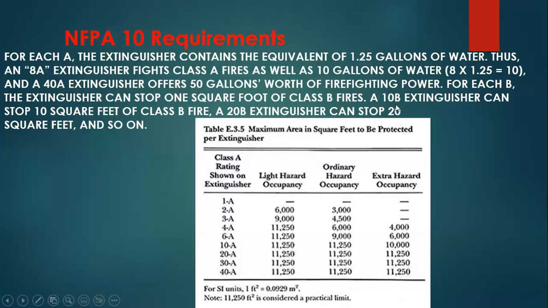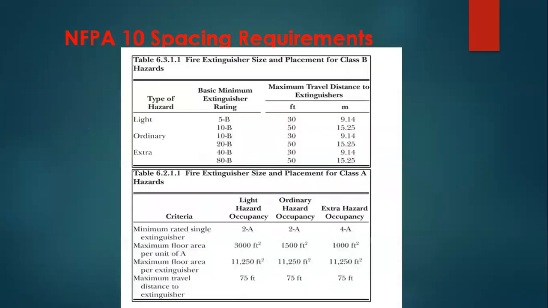So each and every extinguisher will have a rating of, let's say, 2A, 10B, C. 2A means 2 multiplied by 1.25 gallons of water, and 10B means 10 square foot of an area that we need to protect. So you can see here the placement for the class B. Now these are all extinguisher requirements based on the NFPA codes.